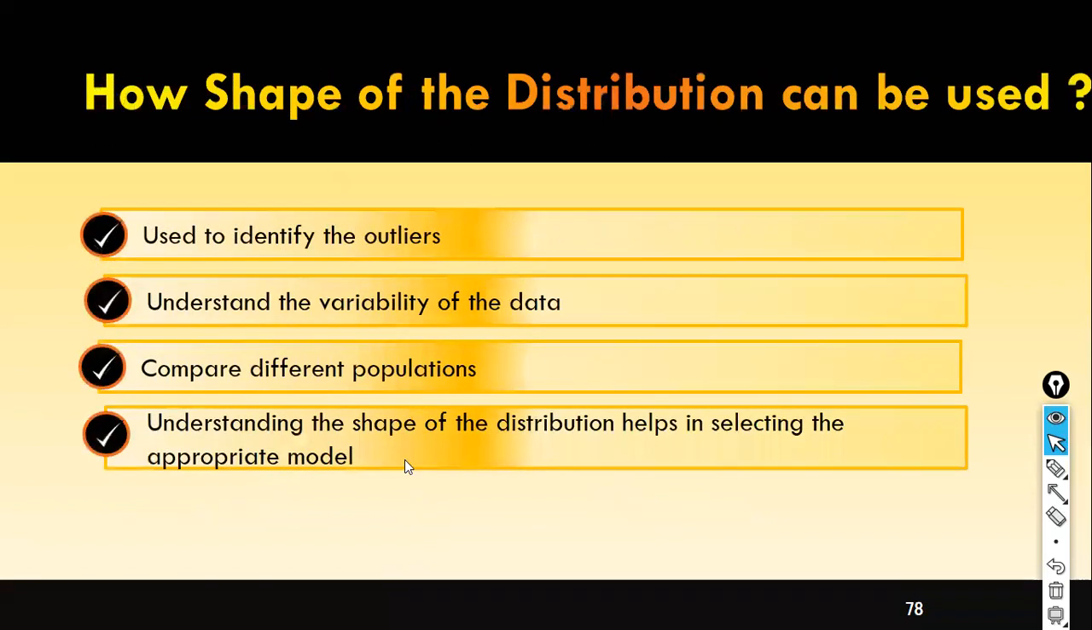Okay, fine. Next, this is what I explained to you. Understanding the shape of distribution helps in selecting the appropriate model also. In the case of a machine learning model, the distribution pattern helps you to choose the appropriate model.